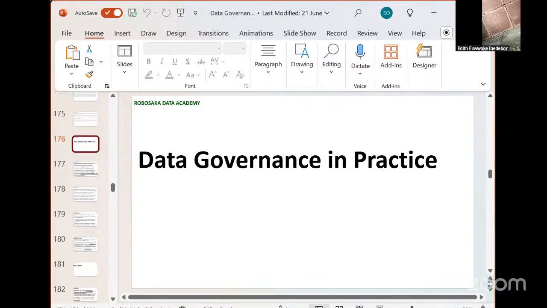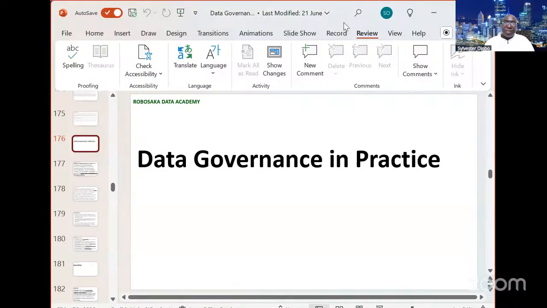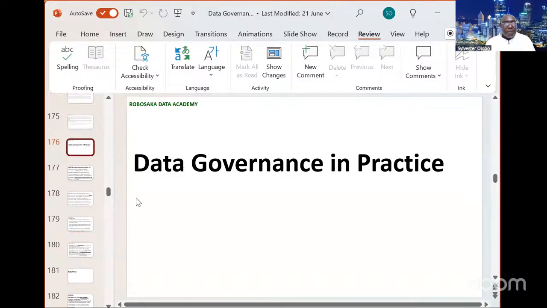Data governance in practice. So this is in practice. Okay. So now you're going to practice it now, just as you are saying. So it's part of the curriculum. Now you've been taught the framework. You've been taught data governance components. You've been taught policies. You've been taught MDM. You've been taught data quality and also data analytics as well.